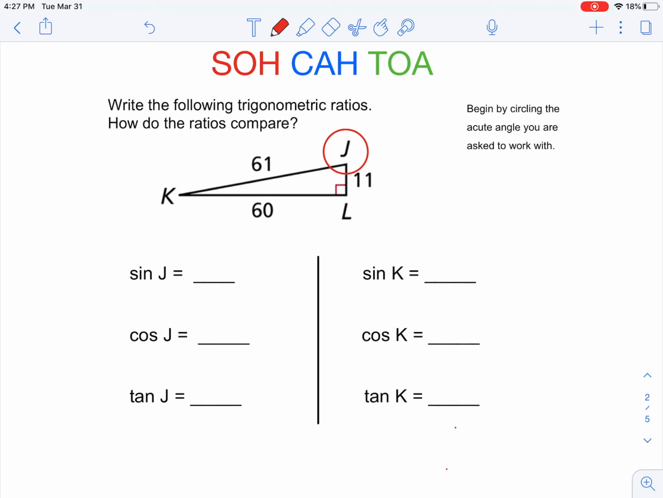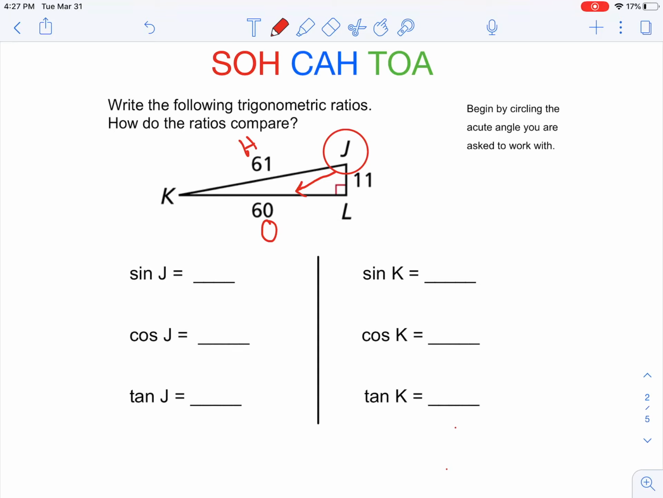Before I begin, I'm going to figure out my opposite, adjacent, and hypotenuse sides. I'm going to start with my hypotenuse because I know that's always going to be across from my right angle, which would be 61. So I'm just going to write the letter H next to 61. Then I know that across from my angle that I circled, angle J, that would be my opposite. So 60 represents the opposite side.